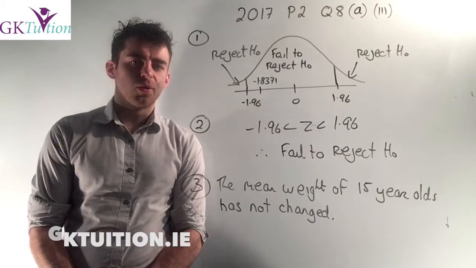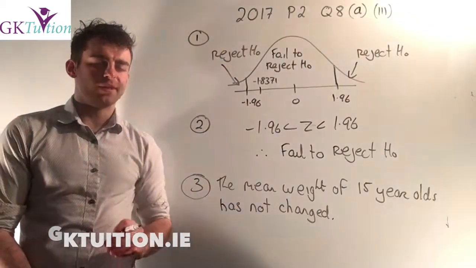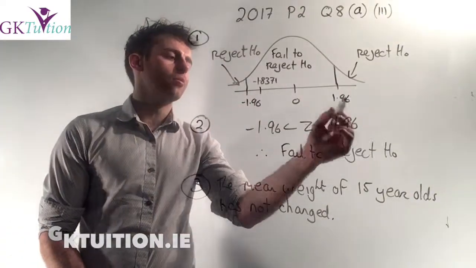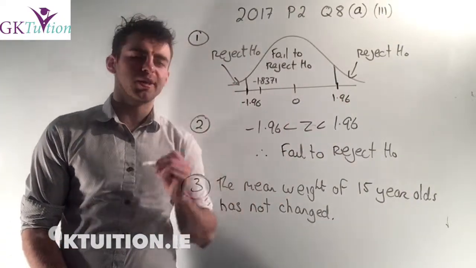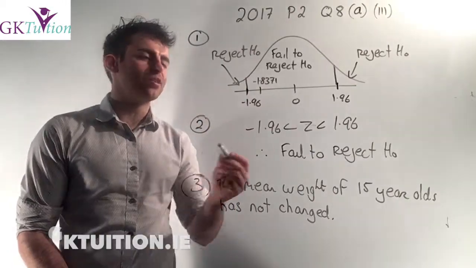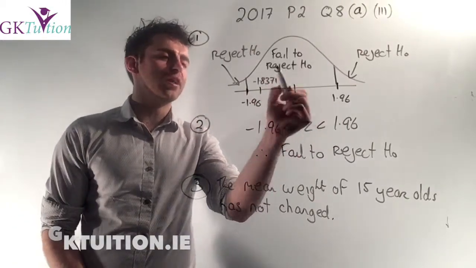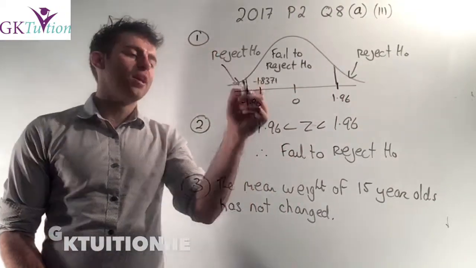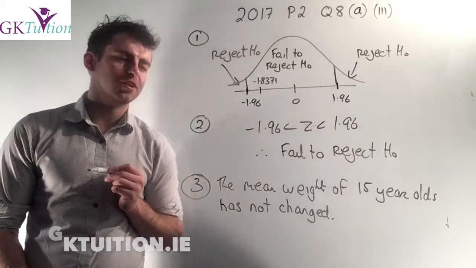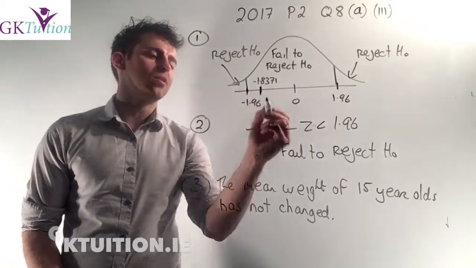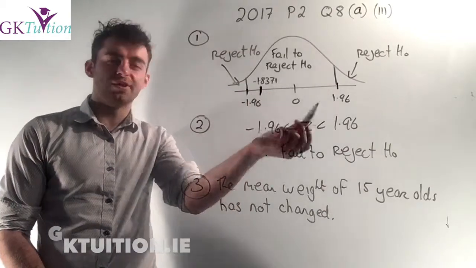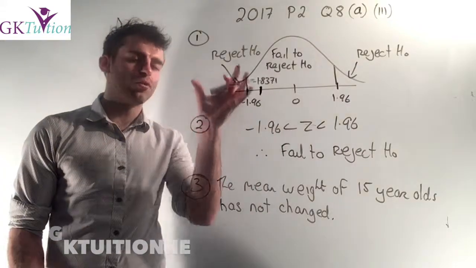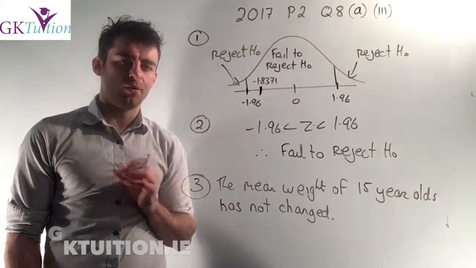In order to conclude these questions, I think you should do it by 3 different methods. The first thing you should do is a graphical representation of what's going on. You sketch your normal curve, you mark in 1.96 and minus 1.96. If your Z-score had worked out within this region, you would fail to reject H0. If your Z-score worked out bigger than 1.96, you would reject H0. If it was less than minus 1.96, you would reject H0. And then you mark in your Z-score. So in this case, I've marked it in here. It's roughly somewhere there. Our Z-score worked out as minus 1.8371. So graphically, that shows your examiner that you know what's going on.